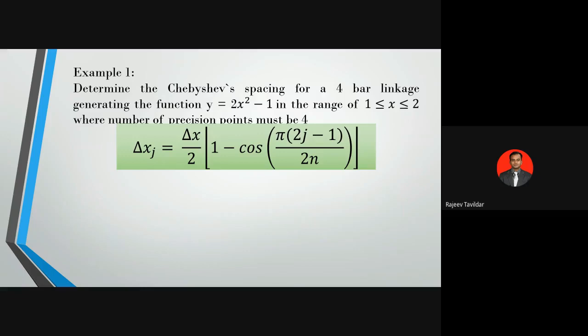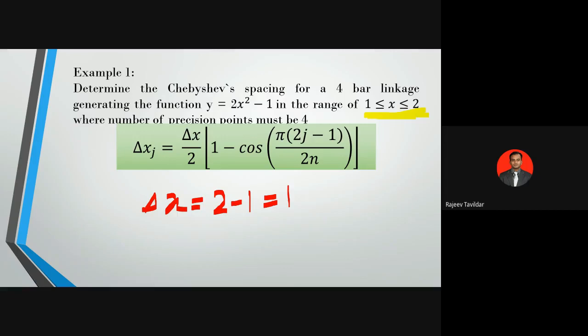See on RHS, first we have delta x. Delta x is the range of the independent parameter. As per our problem statement, x is ranging between 1 and 2. So delta x will be maximum minus minimum, that is 2 minus 1, so delta x will be 1. Let me write it here: delta x equal to 2 minus 1, which is equal to 1.